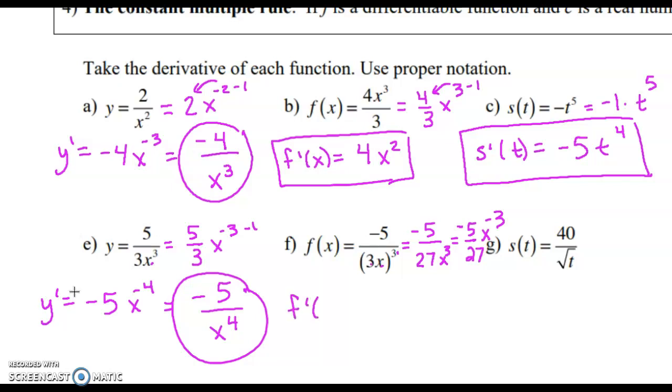So we're going to bring that down. So we're going to multiply. So I get 5 times 3 is going to be 15 over 27. We'll reduce in a second. Subtract 1, x to the negative 4. So divide by 3, we get 5 over 9. And then that x is going to come down. We'll make that x to the 4th.